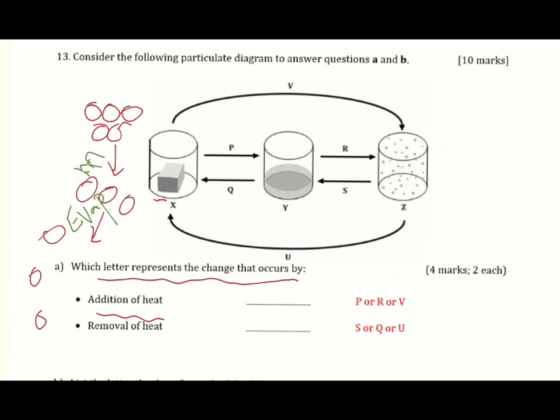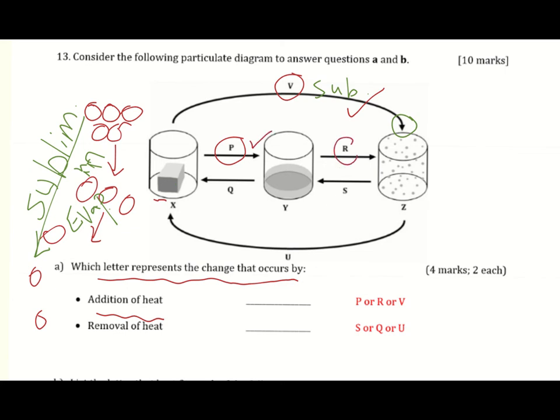Or sublimation, because sublimation changes matter directly from solid to gas. So here, this is the solid. Look at the arrow direction. Solid to gas. This is sublimation. So it requires addition of heat. So I will choose letter V. Second letter here, solid to liquid, melting, and liquid to gas, evaporation or boiling. So P or V, all of them are correct.